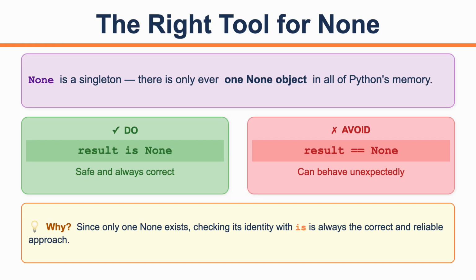There is one important rule in Python. When checking if a variable holds the value None, always use the is keyword. Never use double equals. None is a special singleton object. There is only ever one None in memory. The is keyword is the correct and reliable way to check for it.